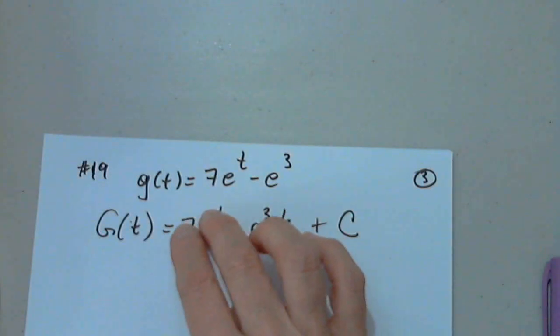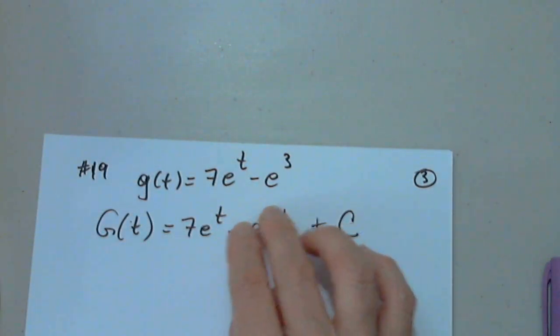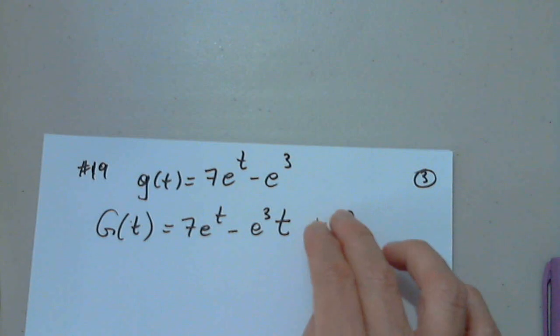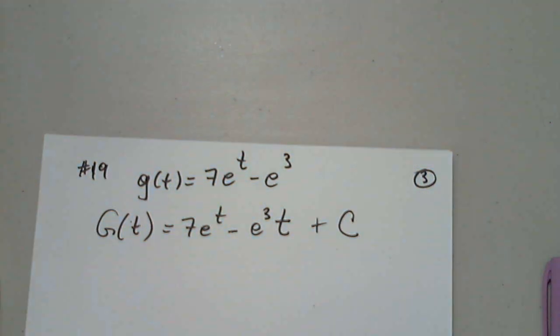Excellent. When I differentiate this, I get this. When I differentiate this, I get this. When I differentiate this, I get 0. Is this okay? Yeah, that makes sense. Perfect.